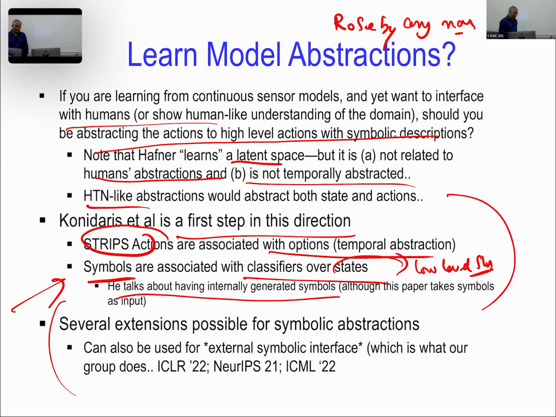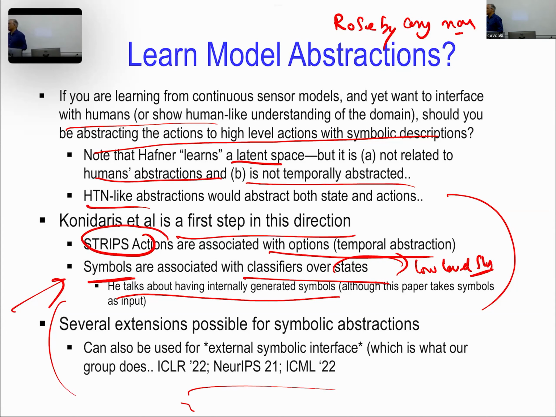But there's a different, external neurosymbolic justification, which is that if you want to deal with humans, irrespective of what you do, you still need to take advice in symbolic terms and give explanations in symbolic terms, because that's easier to do. In fact, that's basically what most of our recent work is. There are a couple of papers, maybe you'll meet with one of them. That's one direction from Kanidaris's work, and we actually use the same sort of idea.